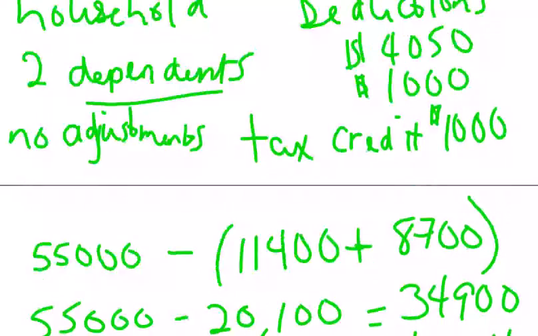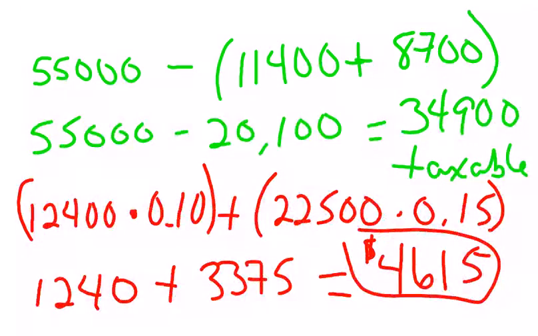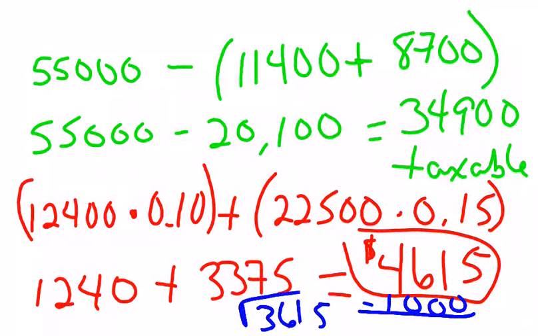But we also have to remember that there was a tax credit of $1,000. So we have to subtract that $1,000 from here. So this person really only owes $3,615.